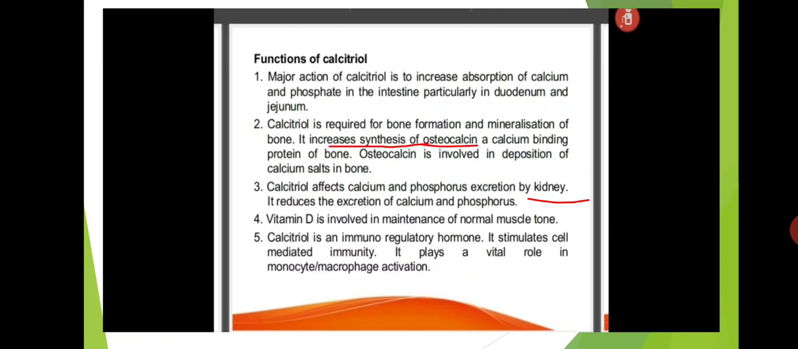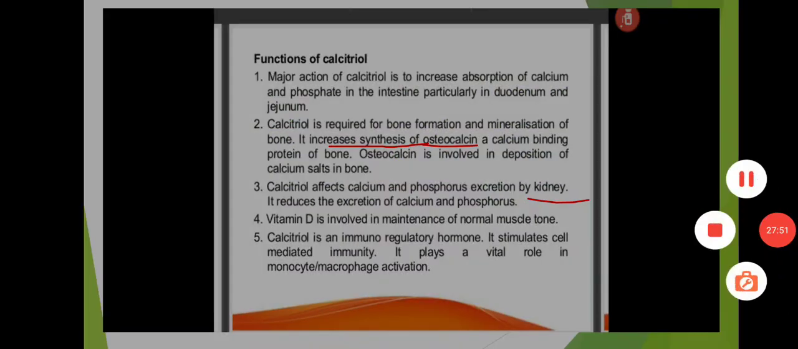Vitamin D is involved in maintenance of normal muscle tone. Calcitriol is an immunoregulatory hormone, and it stimulates cell mediated immunity. It plays a vital role in monocyte and macrophage activation also.